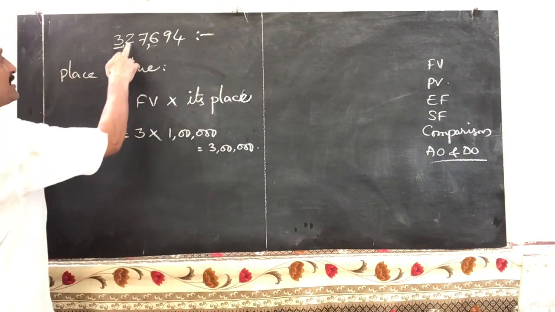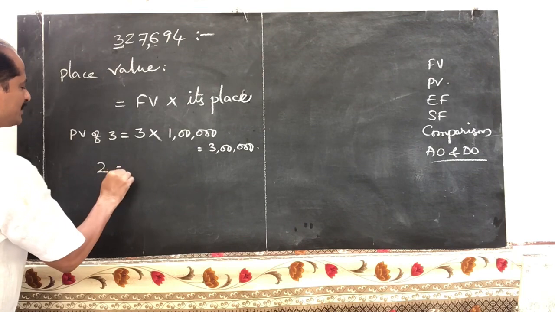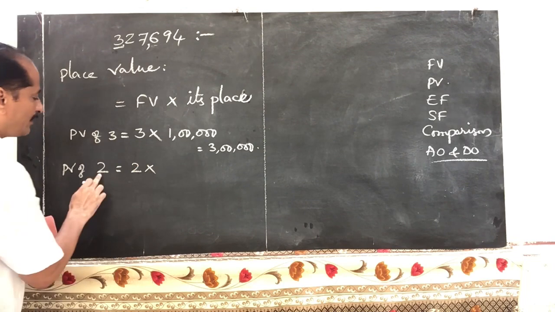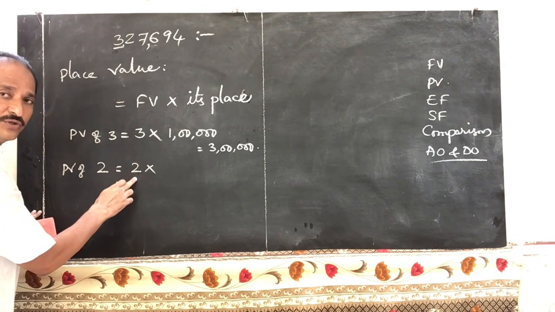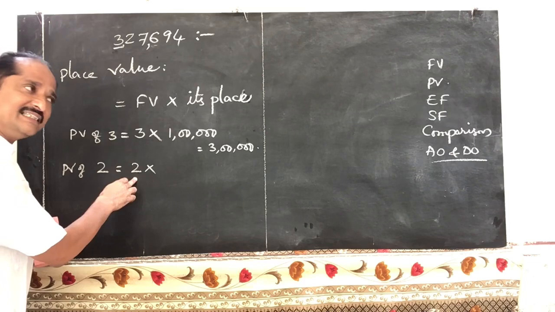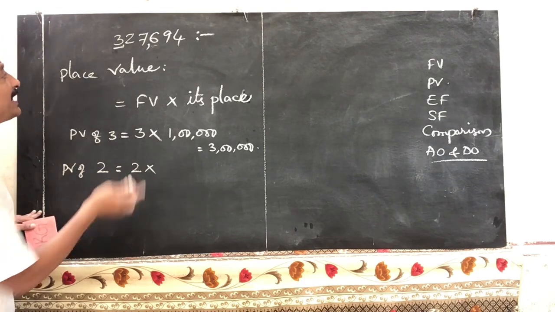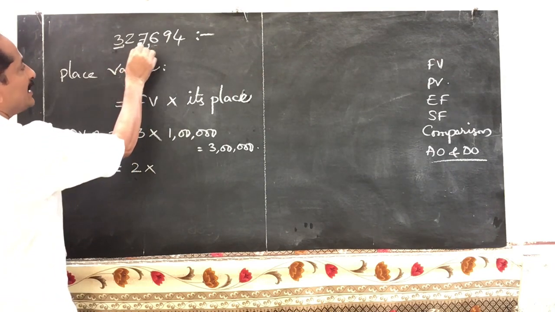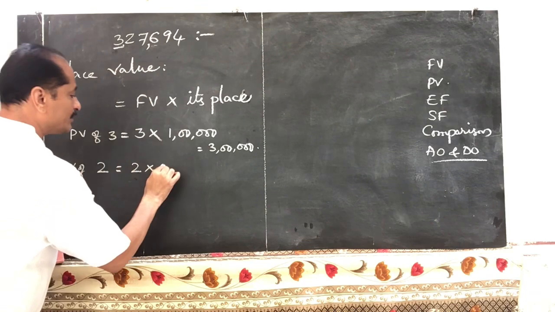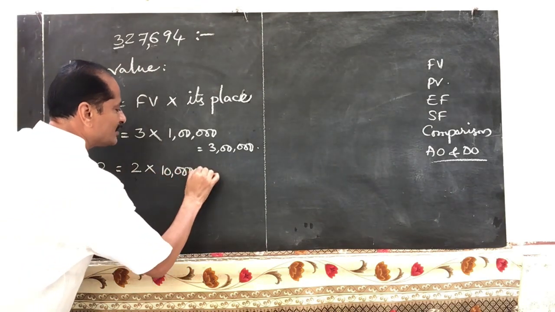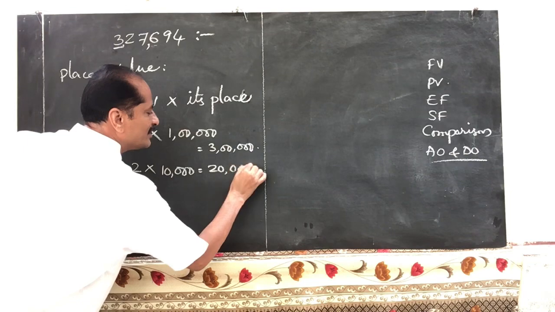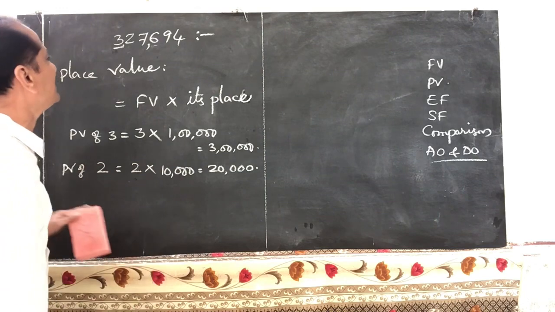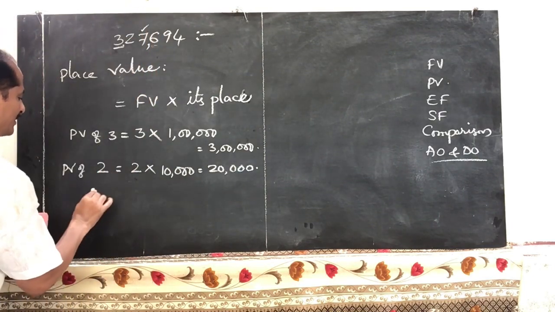Now in the same way, the place value of 2. The face value of 2 is 2 because the face value is the digit itself. So 2 into its place. 2 is in which place? In the thousands period, the 10,000s place. So 2 into 10,000 is equal to 20,000. 2 tens are 20, so 20,000. While you are writing the periods, you can divide them into periods and write down. Then it is easy.